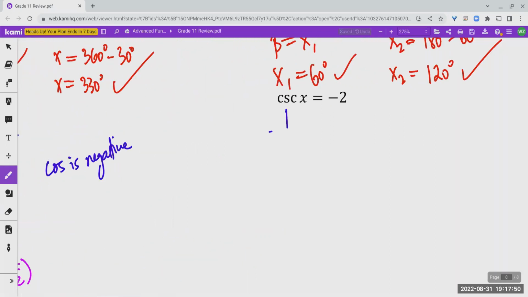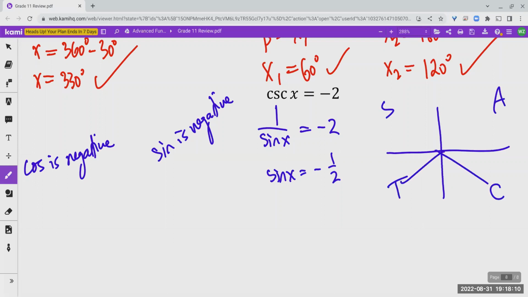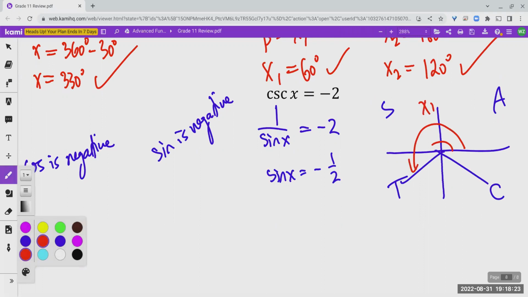Last example for the whole review package. Cosecant. Recall cosecant is 1 over sine. That is -2. Flip both sides, so you have sine x is -1/2. Okay, same story. You have a negative sign this time, so sine is negative. So all students take calculus. It must be found in these two quadrants, because again, everybody, all positive. Sine positive. Well, we have a negative sine, so it must be in the other two quadrants. That's x1. That's x2.